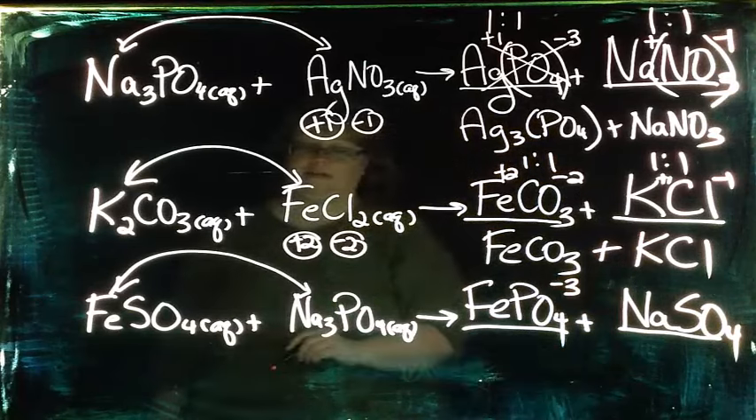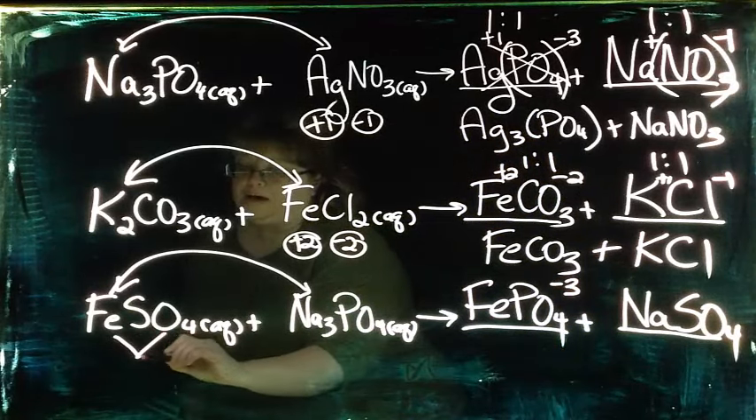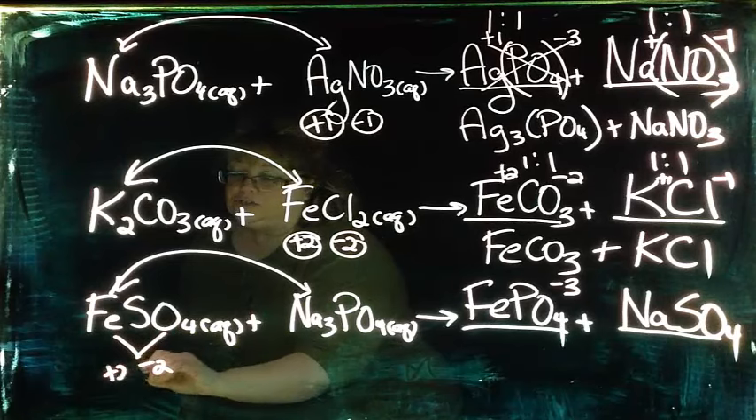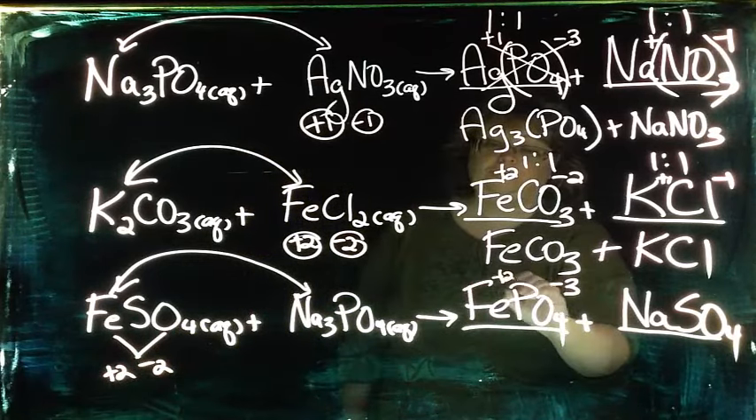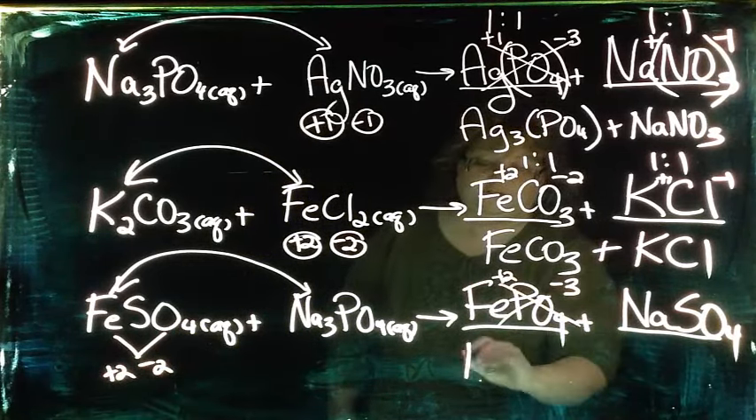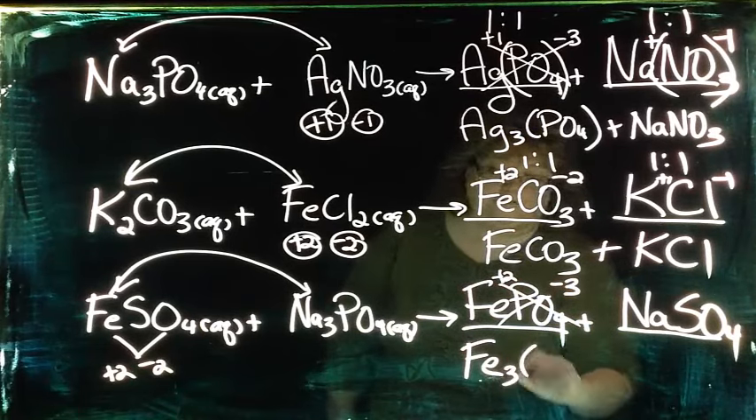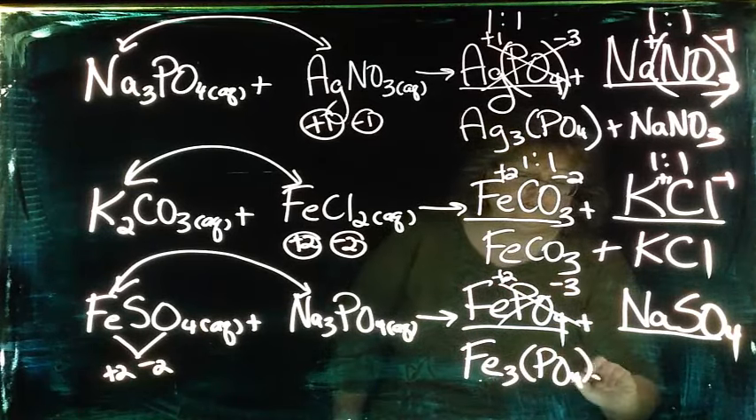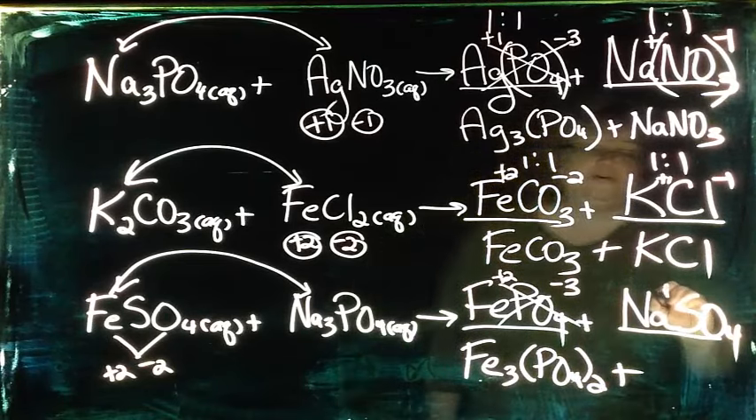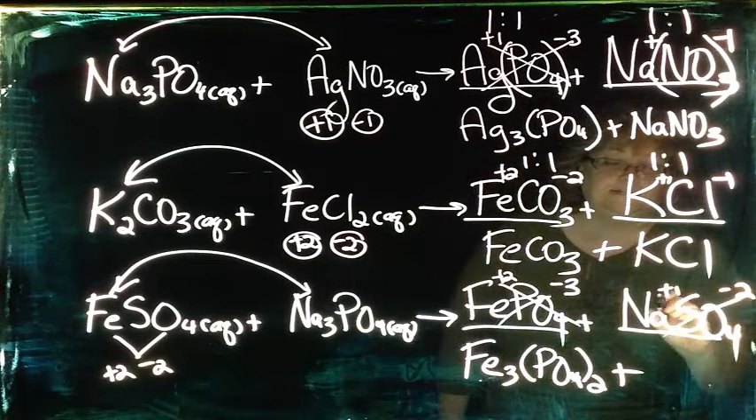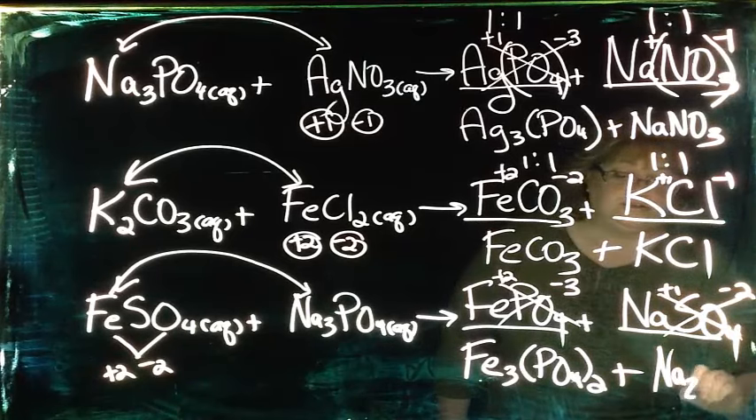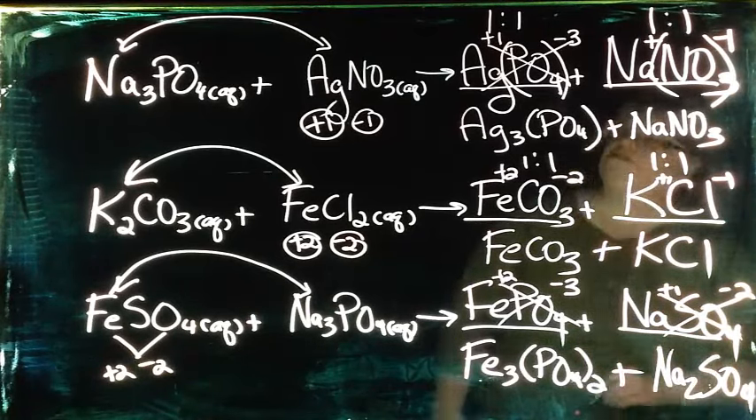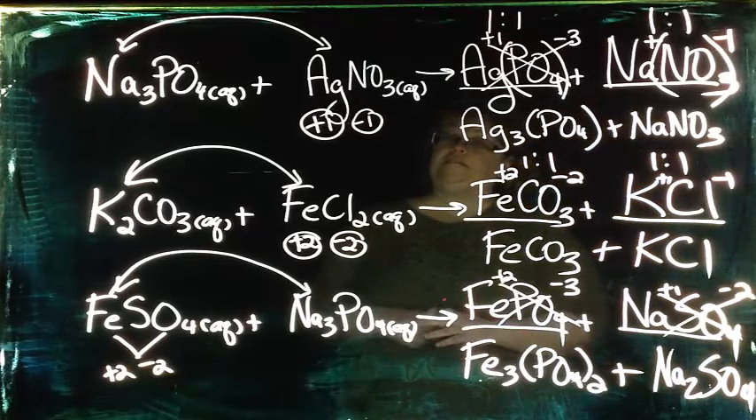I know phosphate's a -3. From this compound, I know sulfate's a -2, so iron had to be a +2. I'm going to crisscross those charges. So it's Fe3(PO4)2, plus sodium's a +1, sulfate's a -2. Crisscross those to get Na2SO4. Again, this is just an example of how to predict products. The next one's going to cover how to use solubility rules and how to write complete and net ionic equations.